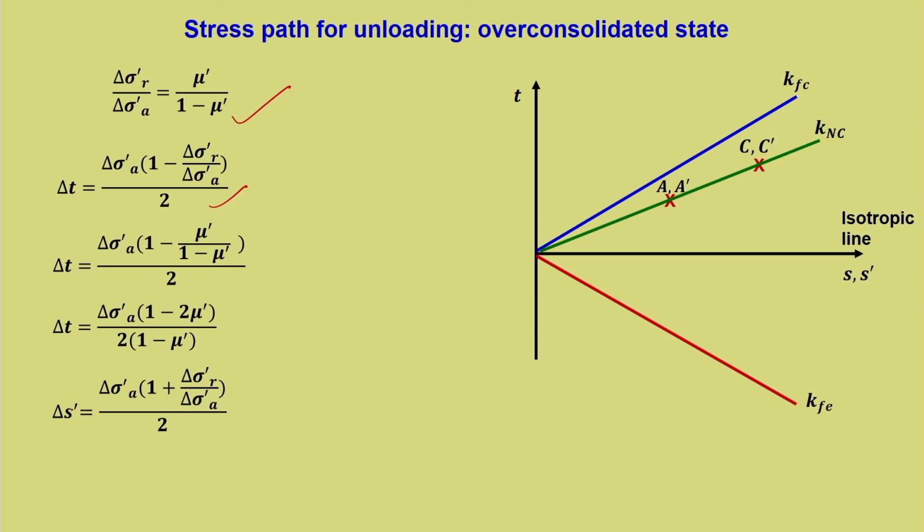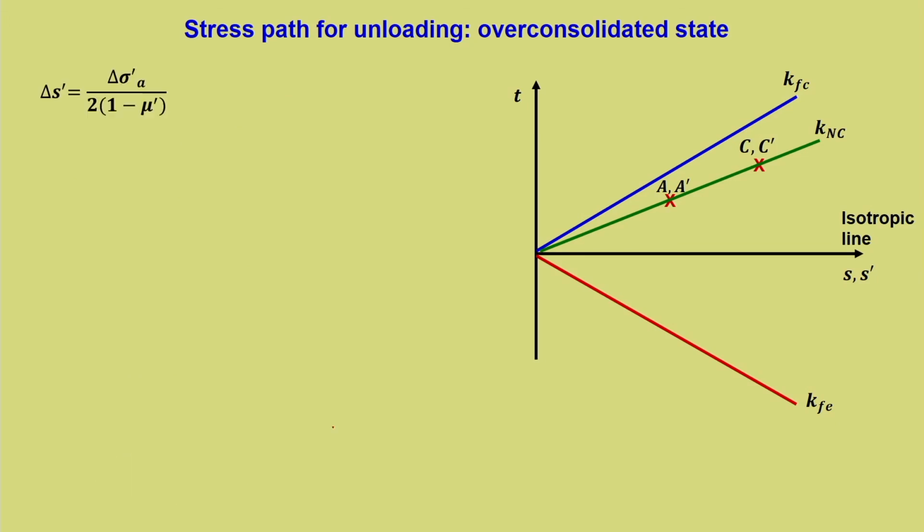So, delta s dash is equal to delta sigma a dash into 1 plus this, again substitute it, we will have this, and then delta s dash is equal to delta sigma a dash divided by 2 into 1 minus mu dash. So, delta t by delta s dash is the required slope, that is equal to 1 minus 2 mu dash. So, again we are determining the slope in the t-s dash plot. For any stress path plotting, this is what we have to do, depending upon the variation we need to determine the slope.